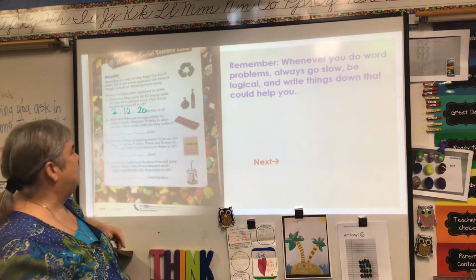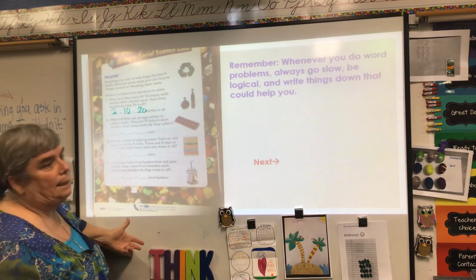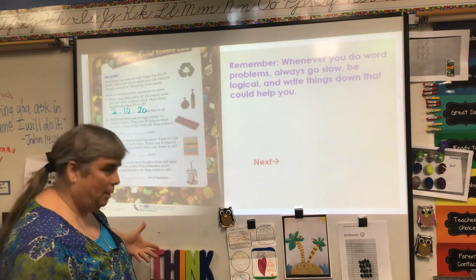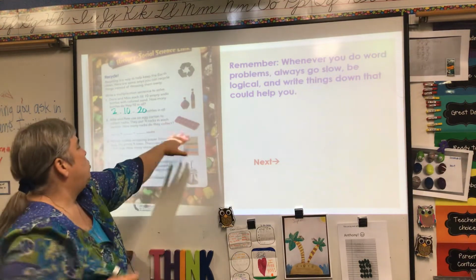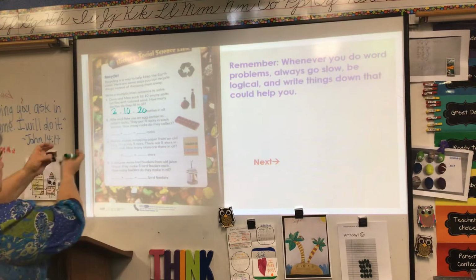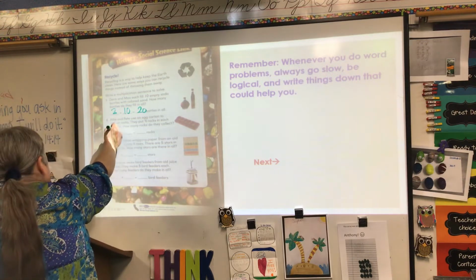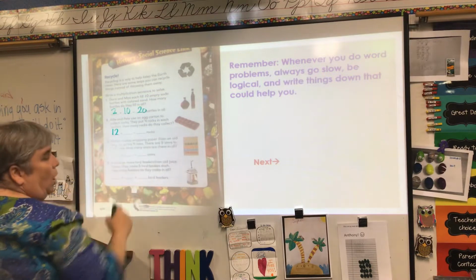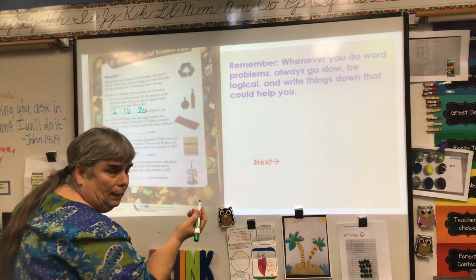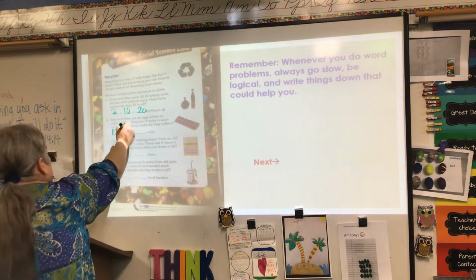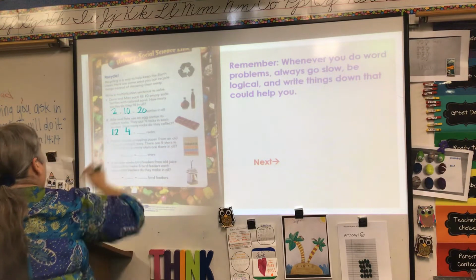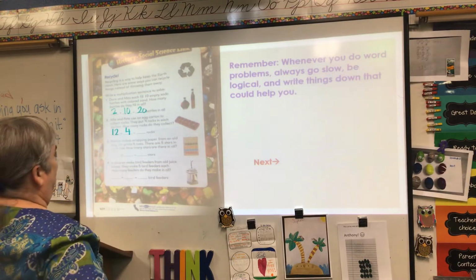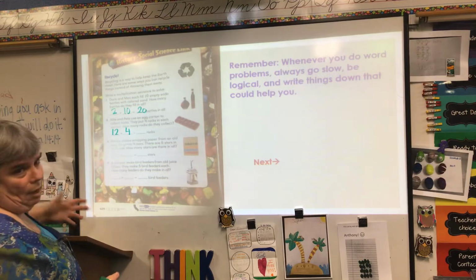So it sounds to me like the equal groups. I know a dozen is 12. Right. So there are 12 little carton egg spots. So that's going to be my equal groups. And I'm going to have 4 rocks in every single little cup there. So I'm going to put 4 here. Now that's kind of a hard problem, but we can figure it out.